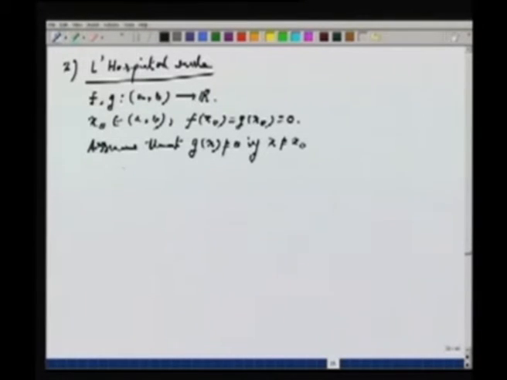Then I can be interested in finding the limit as x goes to x naught of f(x) by g(x). You can see there is an obvious problem because I cannot just write f(x naught) by g(x naught) as the limit, because f of x naught is 0, g of x naught is also 0. So it is the famous 0 by 0 case.